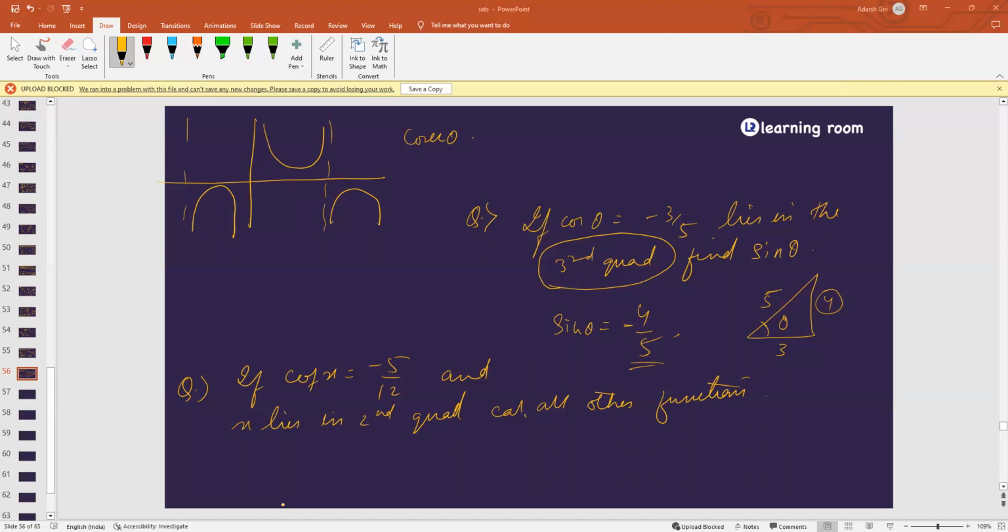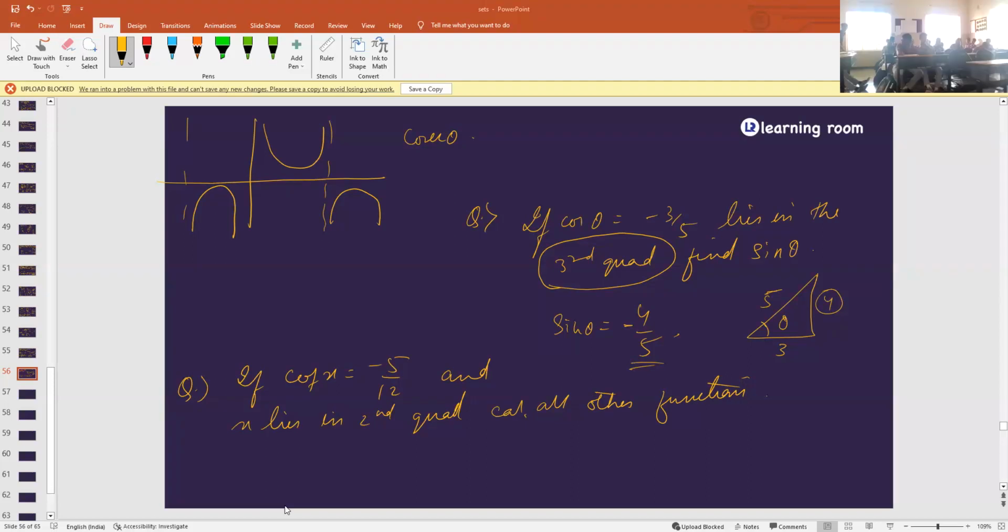Sin x how much? Okay, tan x is 12 by 5. That's correct. But did you put the negative sign there? Cos x should be minus 5 by 13, sec x should be minus 13 by 5, and tan x should be minus 12 by 5, because it is lying in the second quadrant.